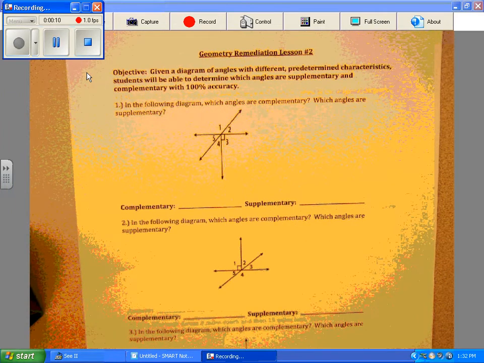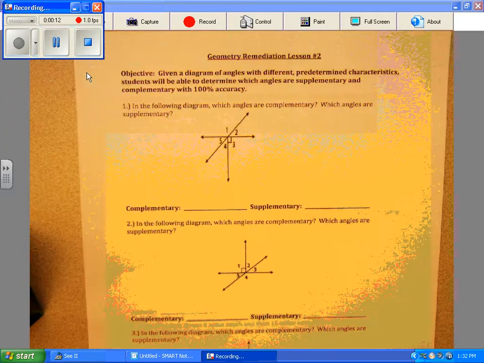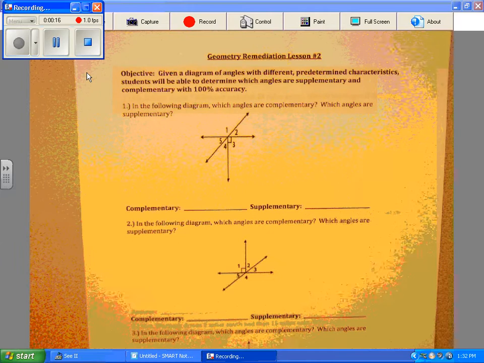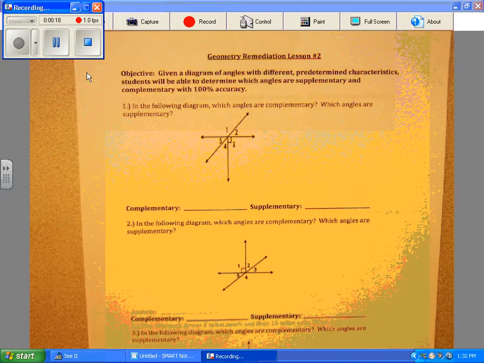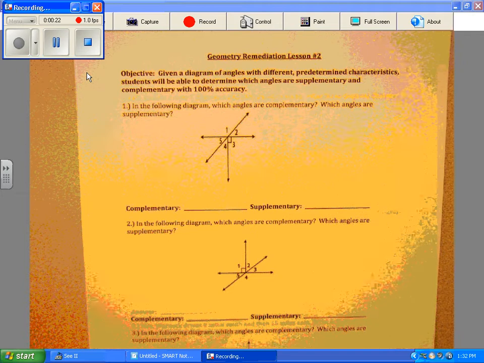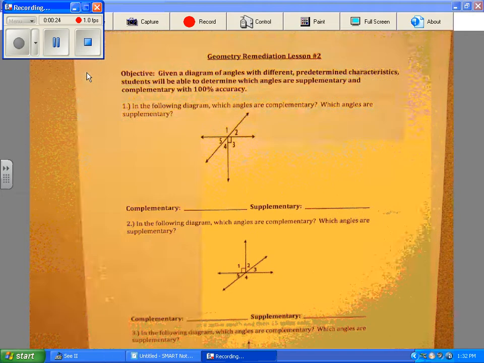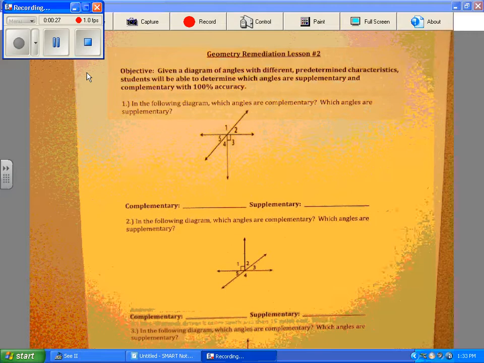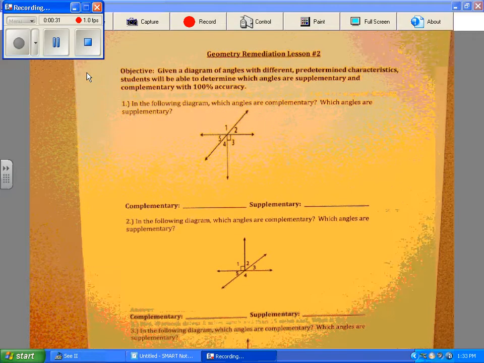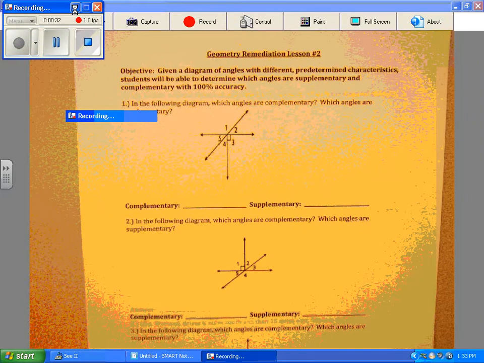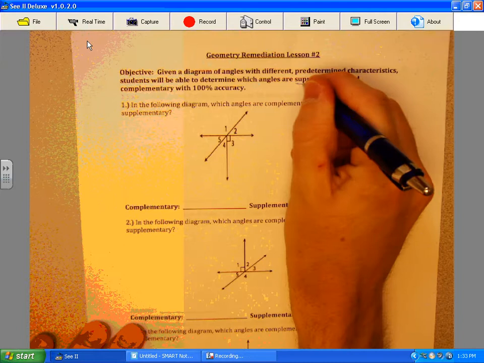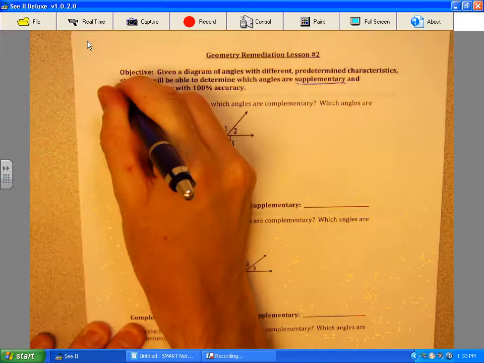Looking at the objective for this lesson, given a diagram of angles with different predetermined characteristics, students will be able to determine which angles are supplementary and complementary with 100% accuracy. Well, before we can do that, there's two vocabulary terms that you need to know in order to determine which angles are supplementary and complementary. And those two vocabulary words would be supplementary angles and complementary angles.